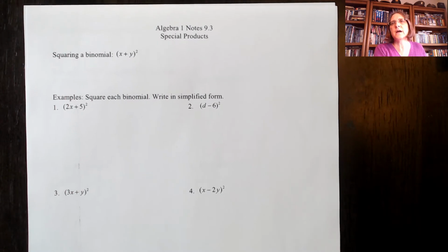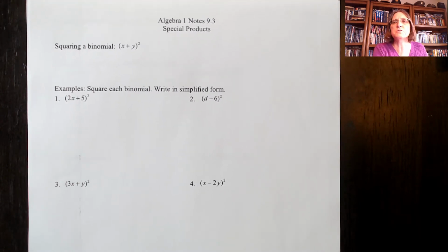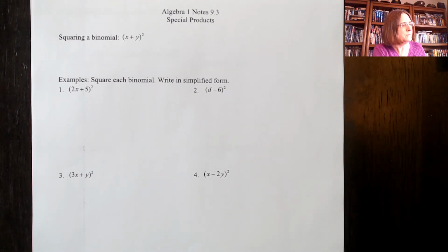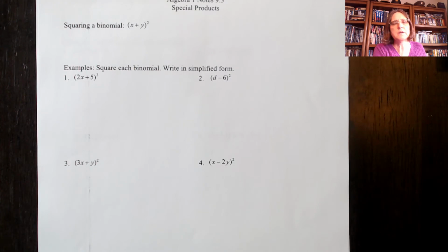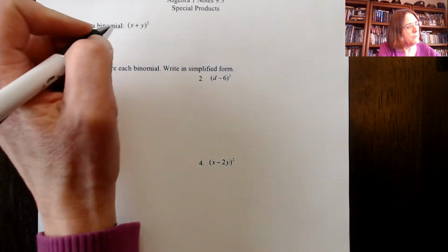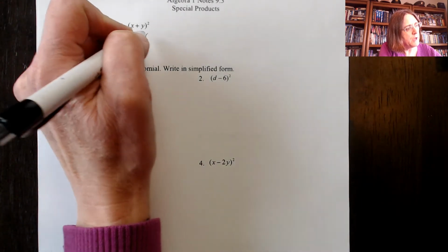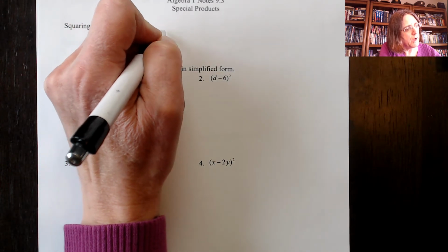Hello, Algebra 1 class. Today we're going to be looking at special products of binomials. The first thing that we're going to look at is what happens when you square a binomial. So the first example is x plus y quantity squared. When we square something, it means multiplying it by itself. So the first thing we're going to do is take x plus y multiplied by x plus y.